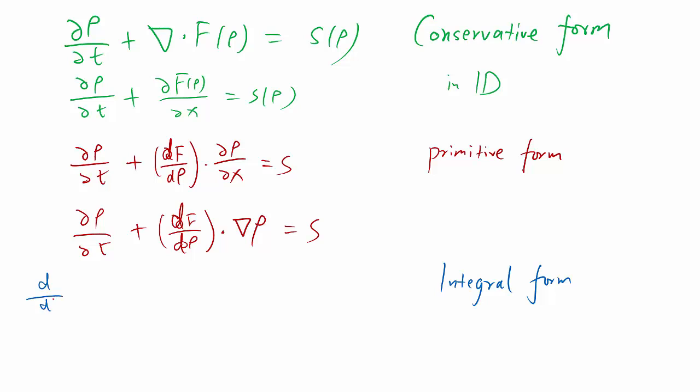That is d/dt of the integral of rho dx plus the integral over the boundary of f dot n ds is equal to the integration of s dx. Okay, so these are the three forms of a conservation law. Any conservation law should be able to be written into any of these three forms. And we are going to see these three forms are very useful in both analysis and constructing numerical schemes for these conservation laws.